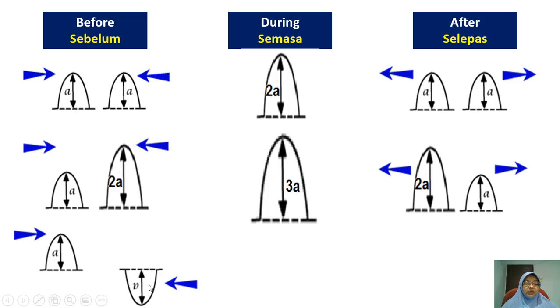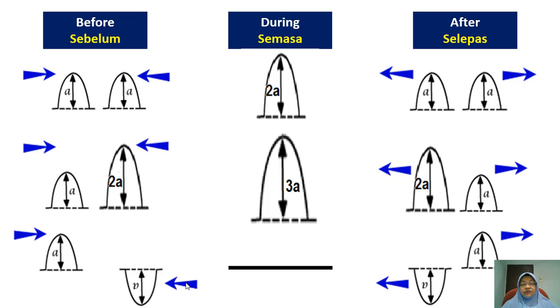And this one you have positive A and negative A. This is referred to as a crest, and this is referred to as a trough. So we have zero amplitude. After that, they will move back to their original positions.